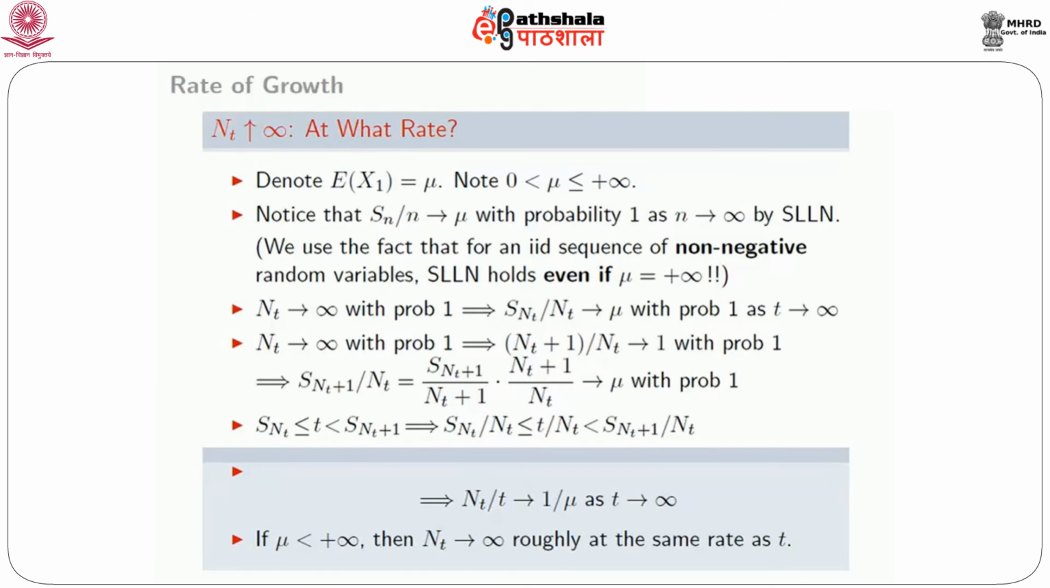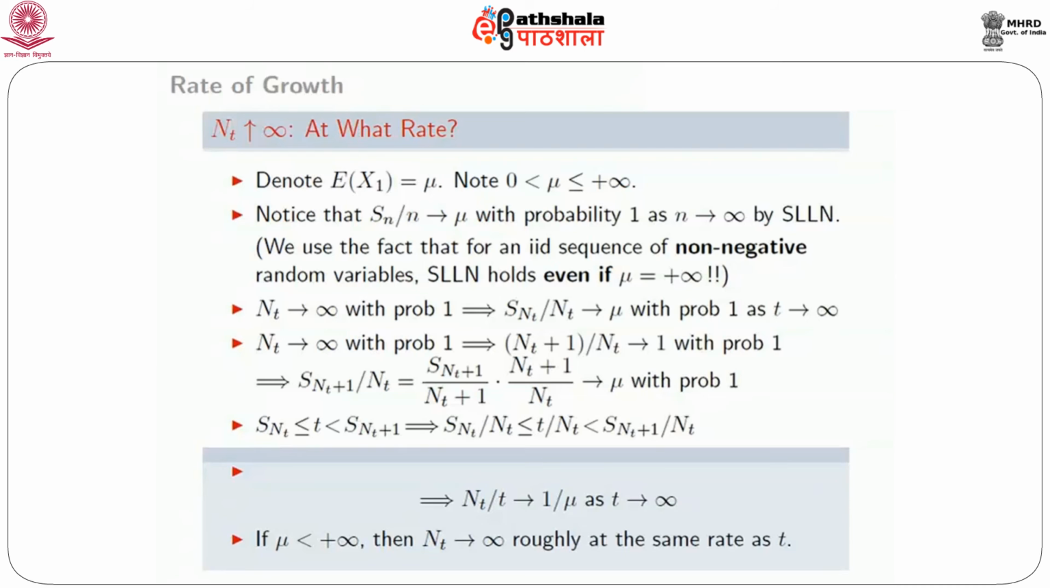Okay. Now we know that Nt goes to infinity with probability 1. Sn over n goes to mu with probability 1 as n goes to infinity. So looking at Sn along the subsequence Nt, we would get S_Nt over Nt would converge to mu with probability 1 as t goes to infinity. We also know that since Nt goes to infinity with probability 1, Nt plus 1 over Nt has to go to 1 with probability 1.